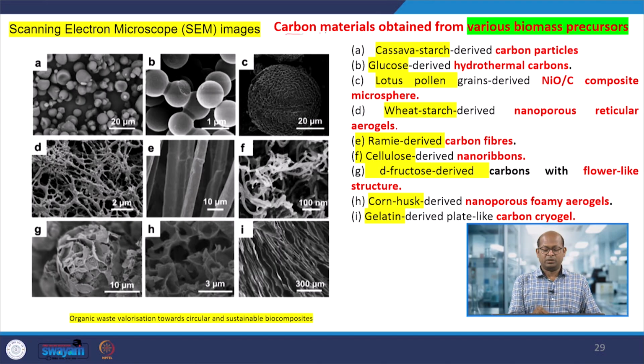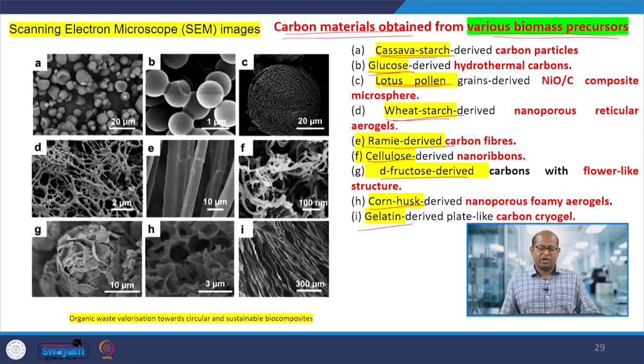Here are carbon materials obtained from various biomass sources. We have taken, let's say, cassava starch, glucose, lotus pollen, wheat starch, ramie-derived carbon fibers, cellulose, D-fructose, corn husk, and gelatin. These are the different biomass precursors taken to prepare carbon-based nanomaterials, and the SEM images were collected.